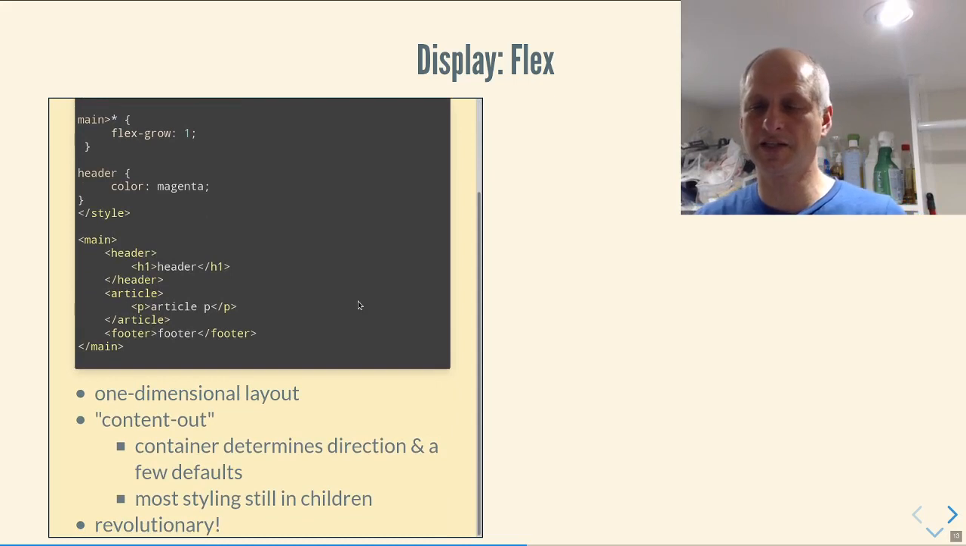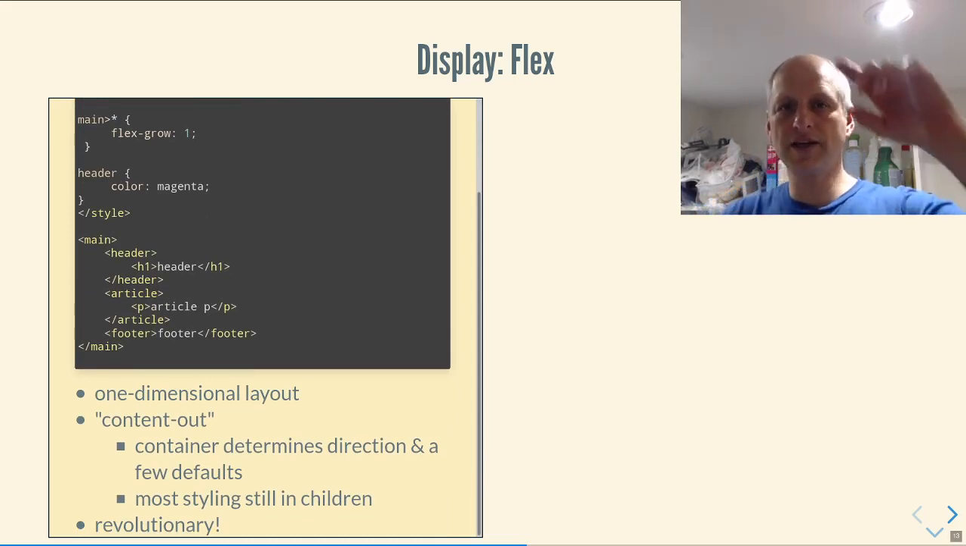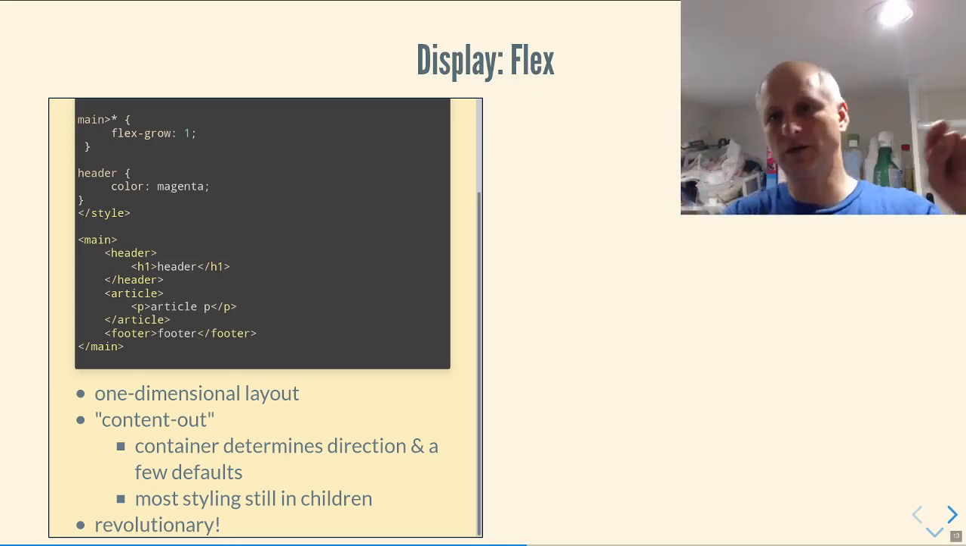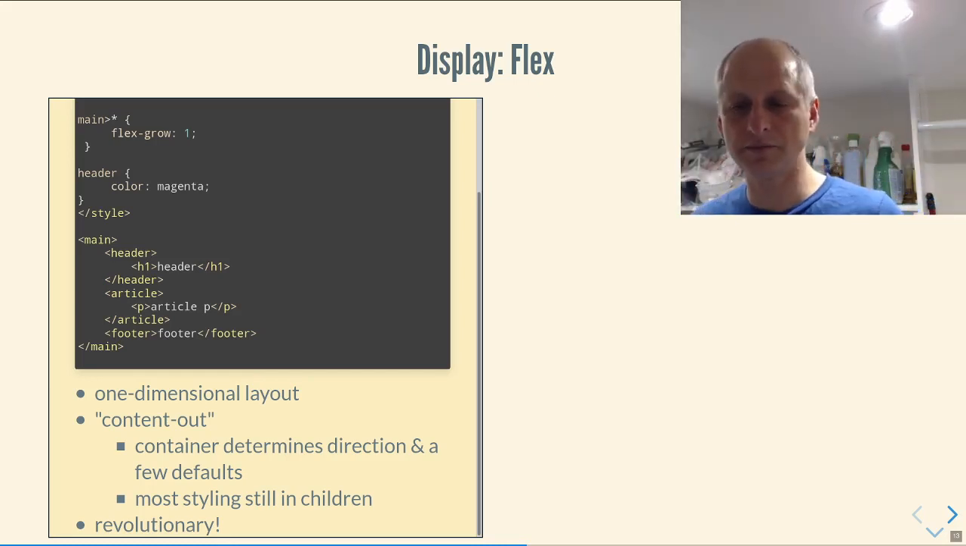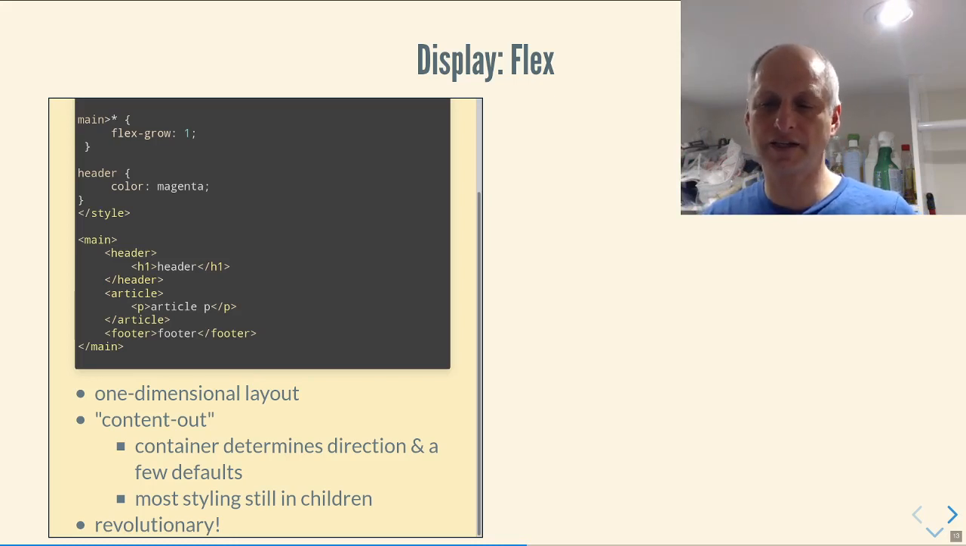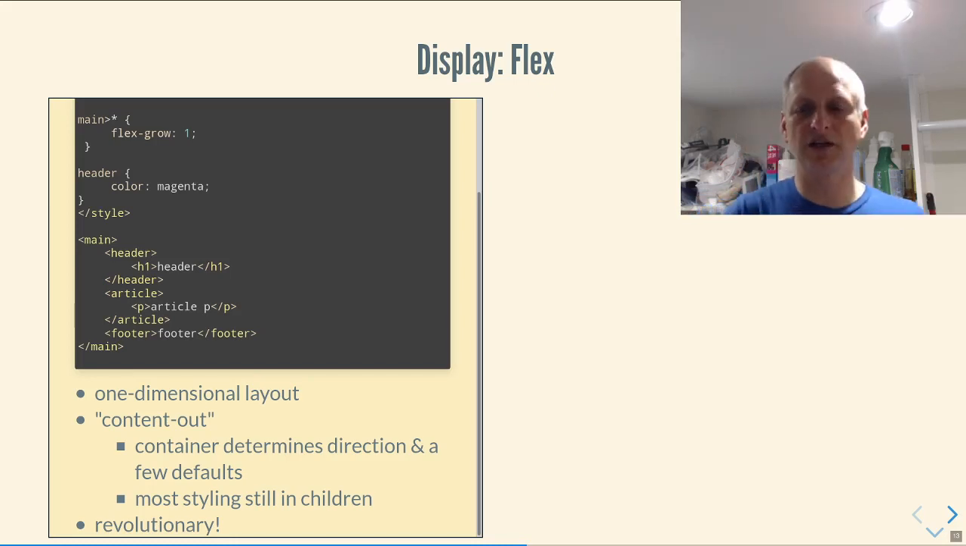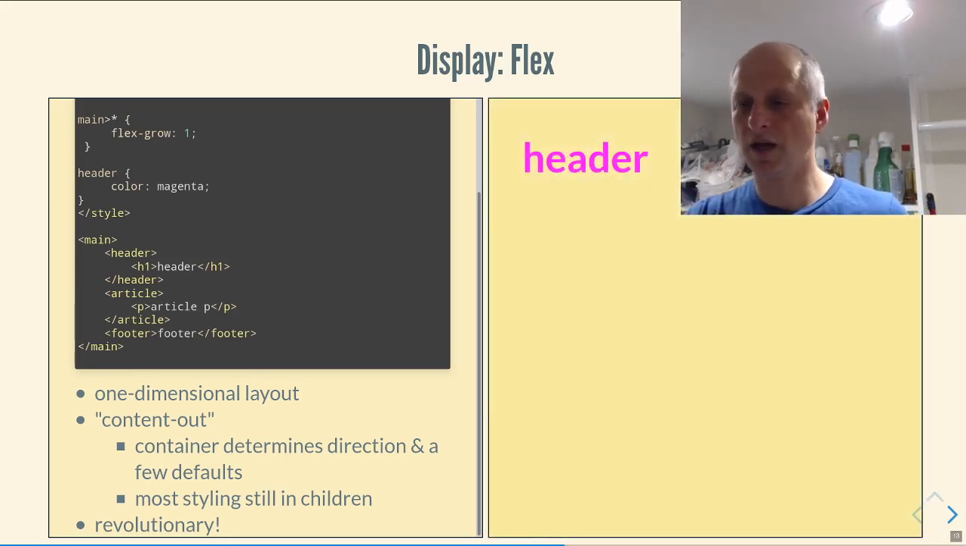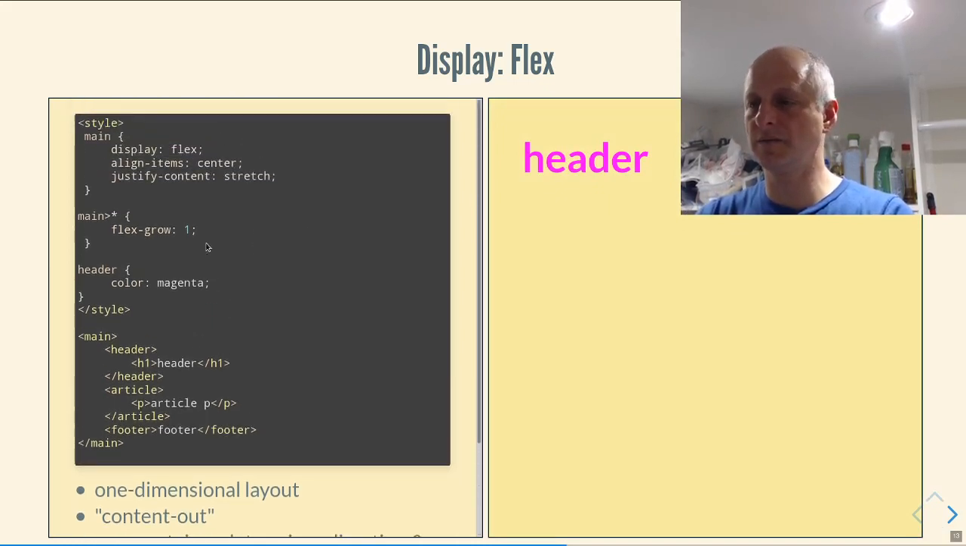Things to recognize about Flex: it is a one-dimensional layout, so it only thinks about flow either this way or that way. You can reverse it, have it go from bottom to top or from right to left. And it is often thought of as a content out system. So the container determines the direction of the flow and a very small number of defaults, but most of the styling is still done in the children. It is very cool, and we see here with the instructions that we gave it, we suddenly have a very different kind of layout where all of the elements line up in a single row and take up some space for the columns that they need.